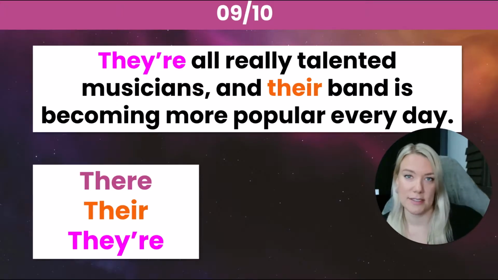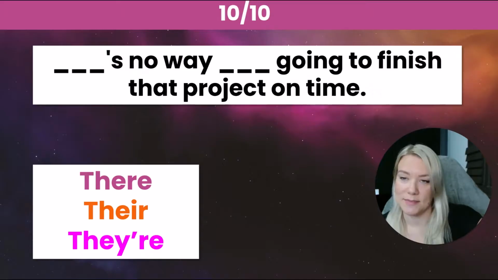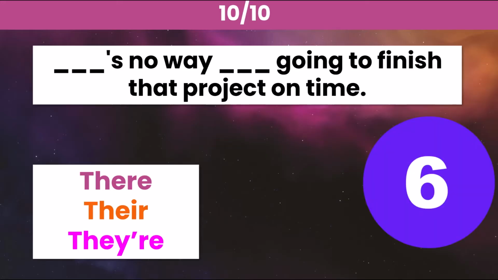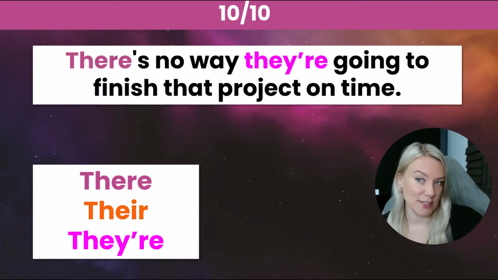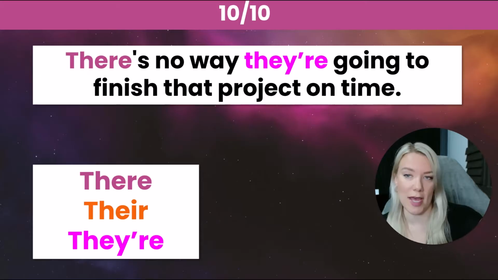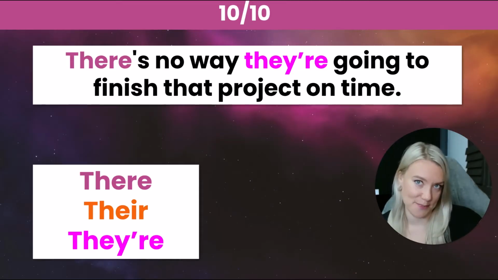And finally, number 10. No way going to finish that project on time. The correct answer is there's no way. T-H-E-R-E apostrophe S. There's no way they're, the contraction they're for they are, going to finish that project on time.